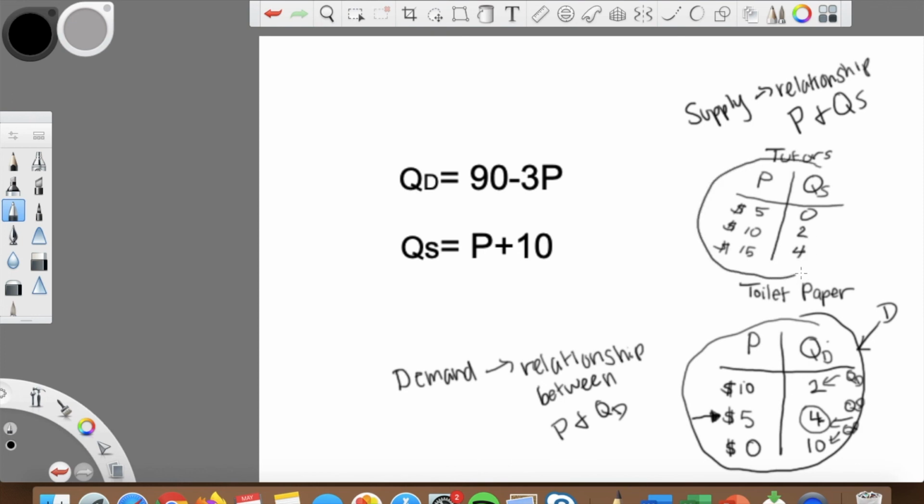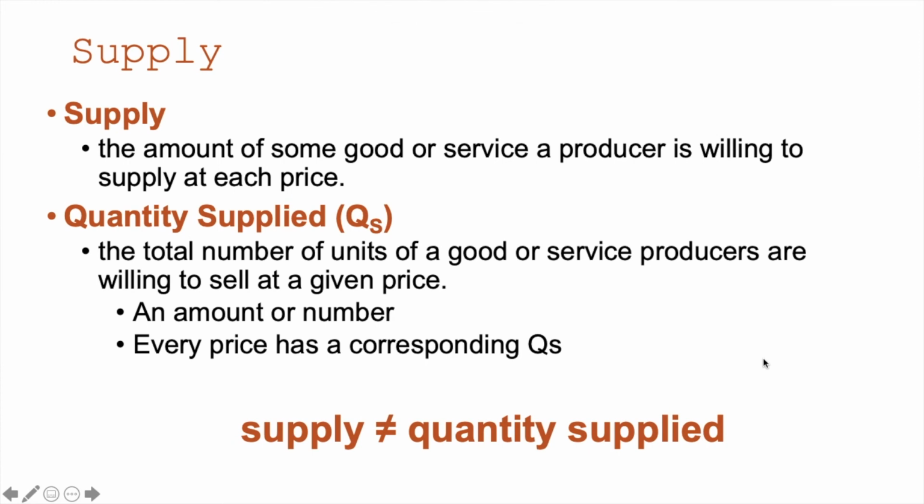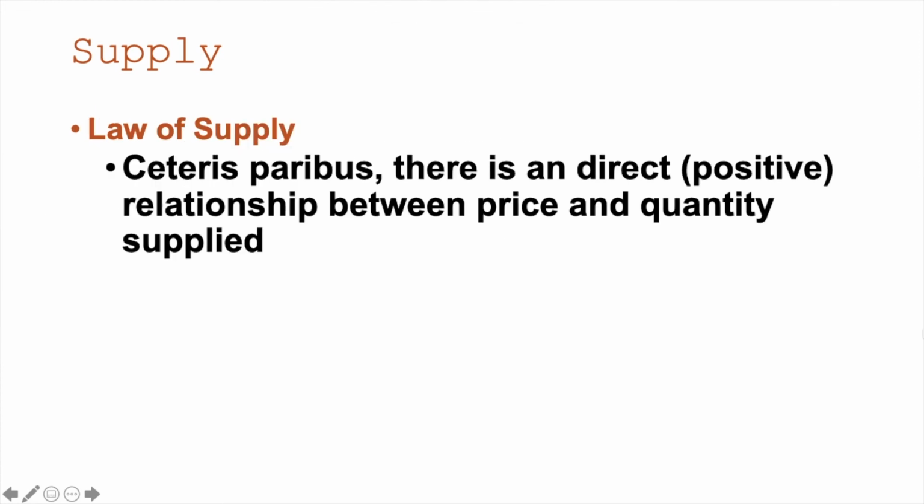And this whole relationship, all the prices and all the quantities supplied, that is our supply of tutors in the market. So when the price of tutors is $10 per hour, or let's say the wage, that's a fancy way of saying the price of labor, we'll say the quantity supplied of tutors is 2. So a single amount, quantity supplied, the whole thing, supply. Again, try not to get the two confused.